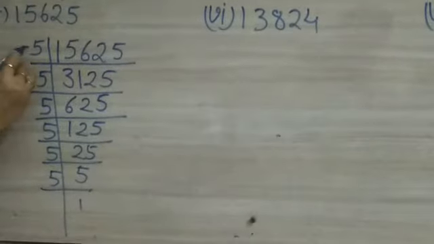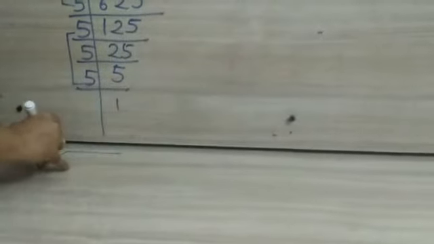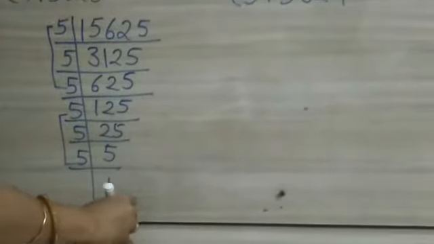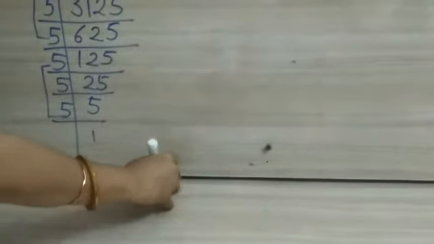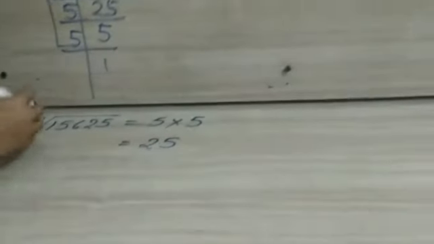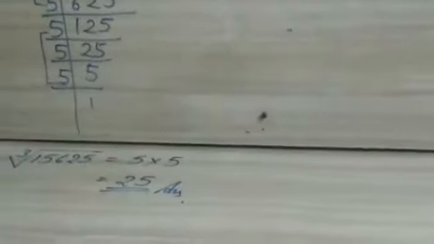Here, when we make groups of 3, it's very simple. What we will write: cube root of 15625 is equal to, for this 3 fives, one 5 will come, and for this 3 fives, one 5 will come out of that. So what will it become? It will become 25. So cube root of 15625 is equal to 25, and this is our answer.